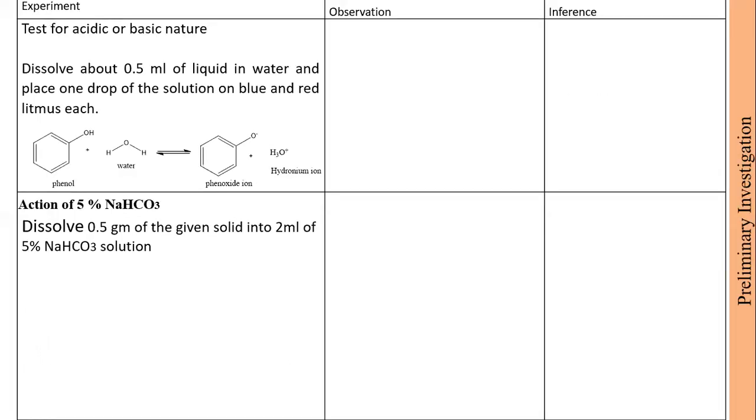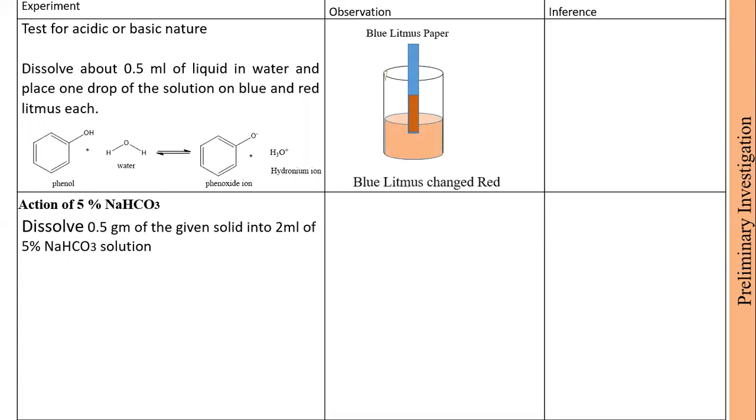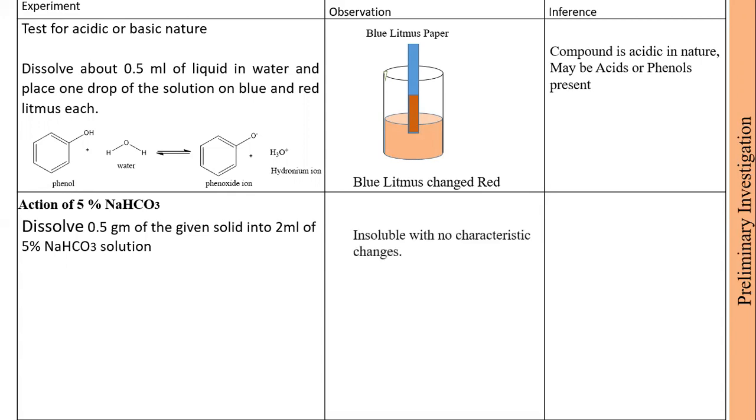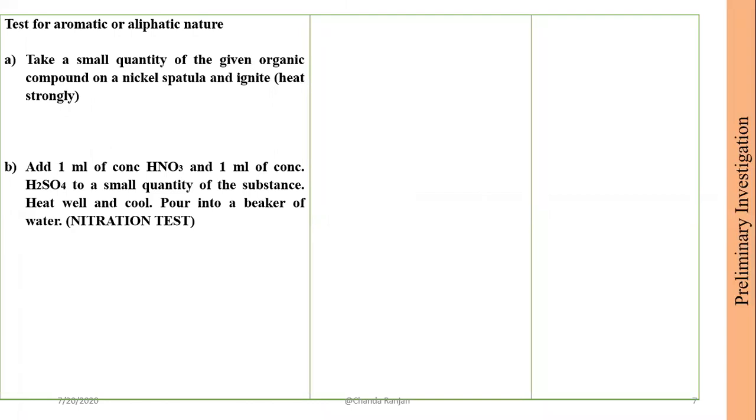In the preliminary investigation, we will see the acidic and basic nature of the compound. What we see when we dip the blue litmus paper into the solution, the litmus changes its color from blue to red. The compound is acidic, so it can be an acid or phenol. We'll see the action of 5% sodium bicarbonate. We found that it was insoluble with no characteristic changes. Compound can be phenols. We have to check the aromatic and aliphatic nature also.